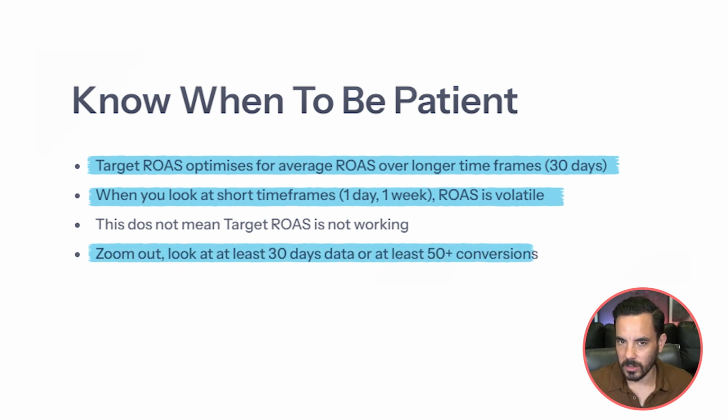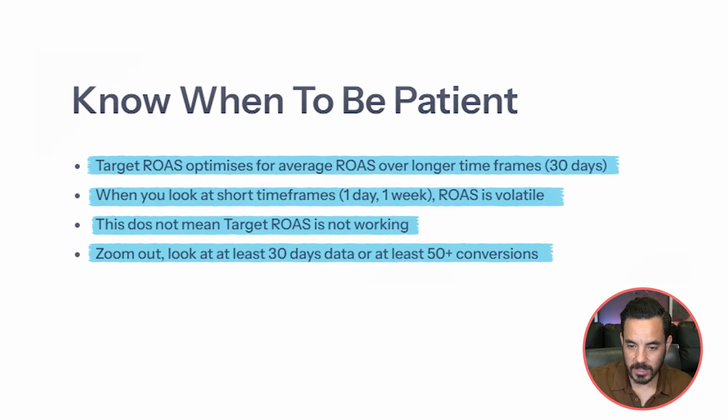So you really need to look at 30-day periods with plenty of conversions when you're judging the overall performance, especially if you're trying to judge if target ROAS is working well enough for you or not. When you see those fluctuations, it doesn't mean target ROAS is not working. You've got to widen your time frame and know when to be patient, because oftentimes target ROAS will sort itself out. It's designed to do that.